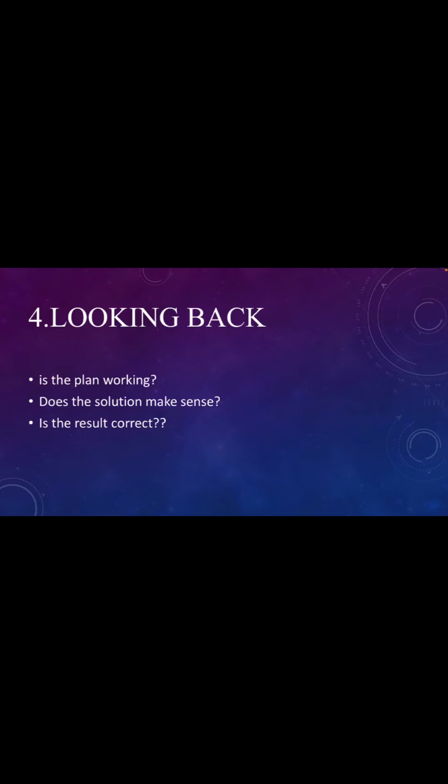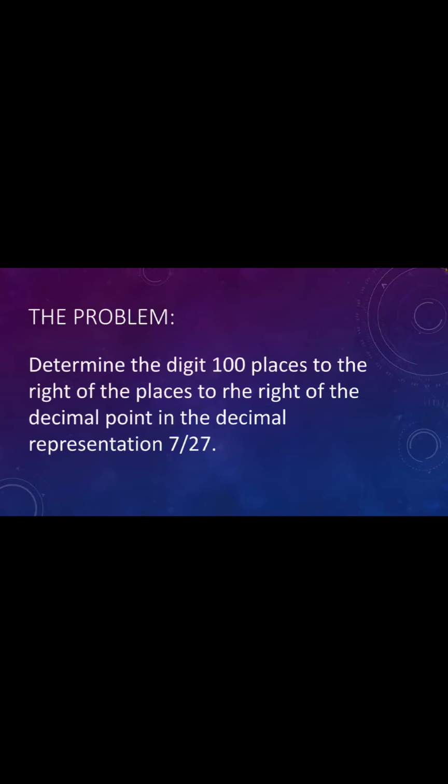As I've mentioned, it is easy to explain and to understand. So let's try these 4 steps to see if it's going to work. I have an example problem here. The problem is: determine the digit 100 places to the right of the decimal point in the decimal representation of 7/27. So let's go to the first step, which is understand the problem.